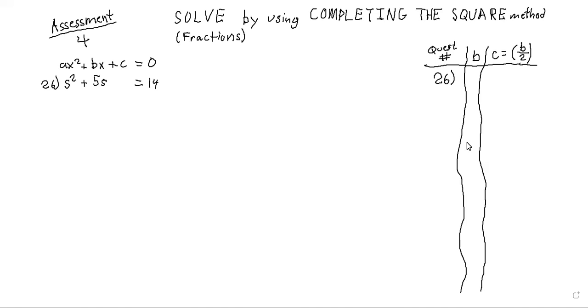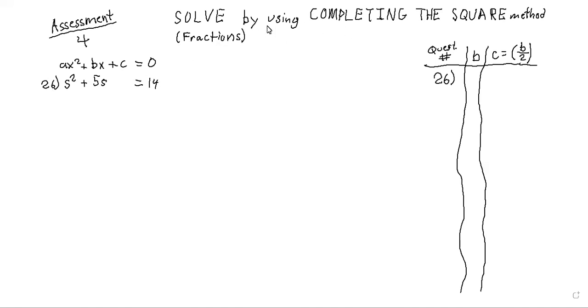This is from algebra, and we're dealing with quadratic equations, and we're being asked to use the technique of completing the square to solve a quadratic equation. So let's get started. Here we have the equation they've given us, which is s squared plus 5s equals 14.